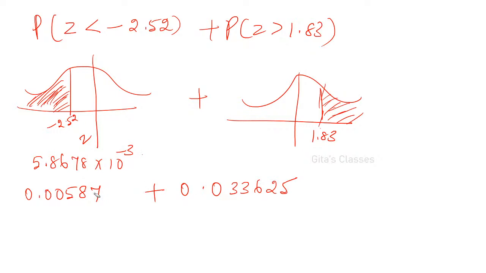So I have 6 digits, I'll write 6 digits here also: 0.005868 plus 0.033625. It is equal to 0.39493.